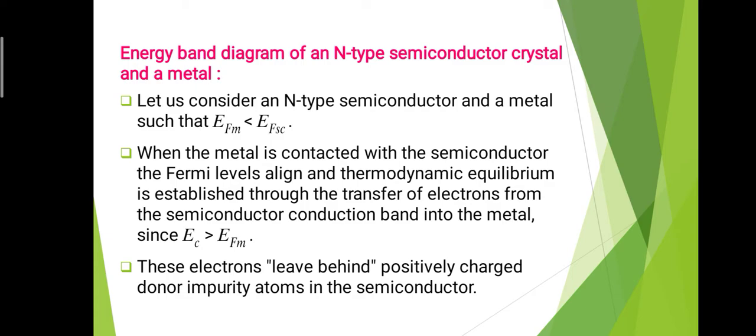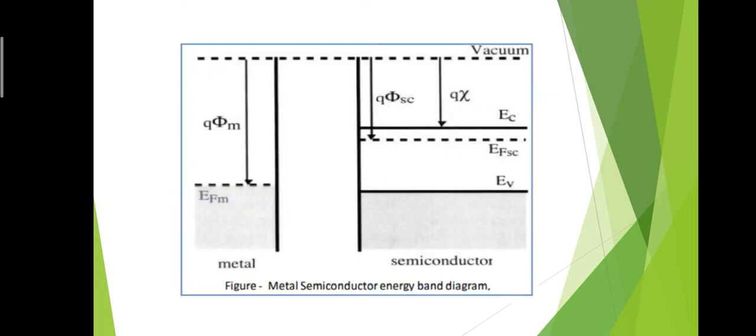So the electrons leave behind positively charged donor impurity atoms in the semiconductor, because from the semiconductor the electrons flow towards the metal, and there is a creation of positive charge, and due to that positive charge there is a formation of the space charge region.